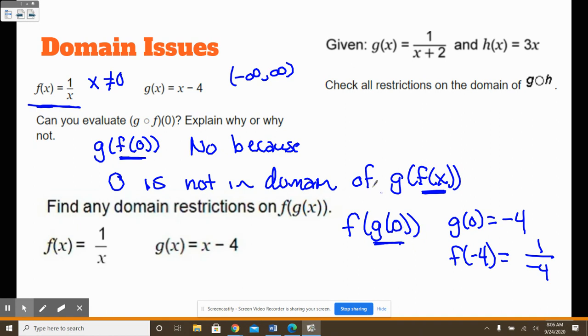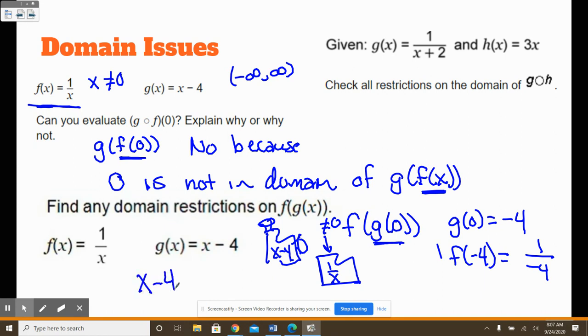So how can that be? What happened here? Well, when you do g first, you have the x minus 4, and then that plugs into 1 over x. Nothing breaks this top machine, but this machine cannot equal 0 when you plug it in. But this machine depends on the one before it. So the rule has to be x minus 4 cannot equal 0. So the domain restriction on f of g of x is x cannot equal 4.